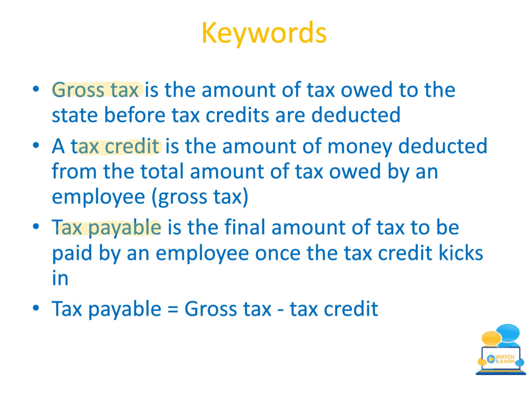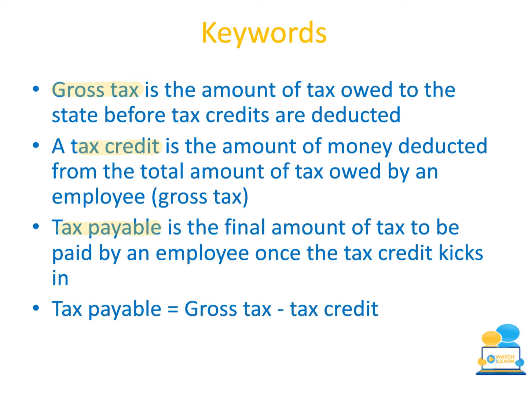So a lot of people get the word tax credit confused. They think it's a bad thing because the word tax is there, but tax credit is actually a good thing. It reduces the amount of tax that you have to pay. So really important that you know tax credit is a good thing for you. You take it away from your gross tax because you don't have to pay the total amount of tax. So when we take away the tax credit from the gross tax, that gives us our tax payable.